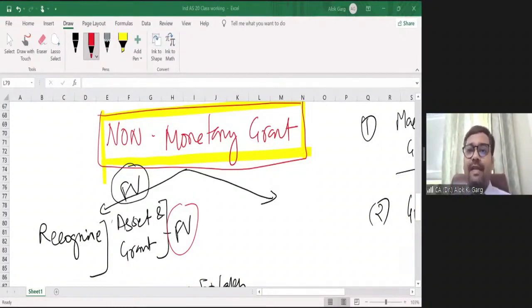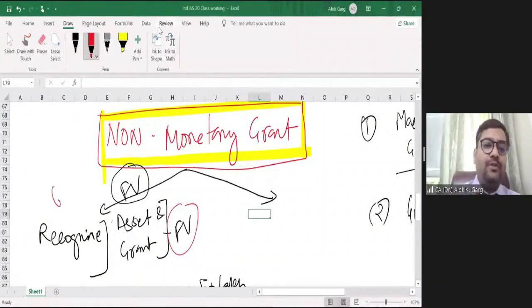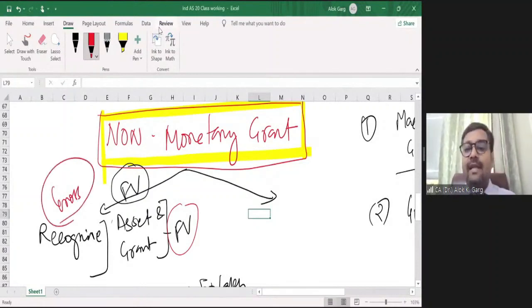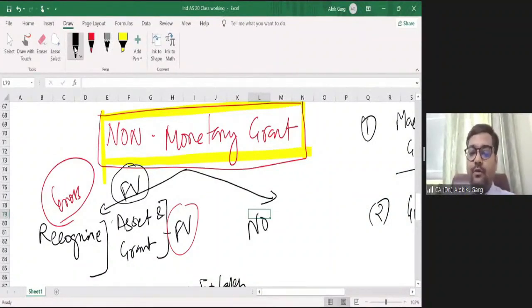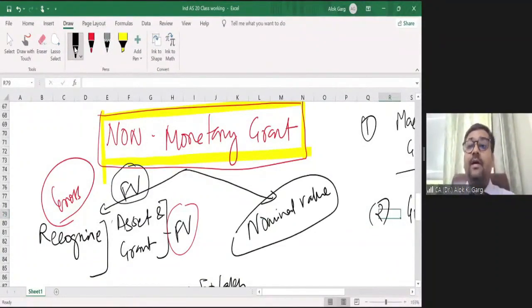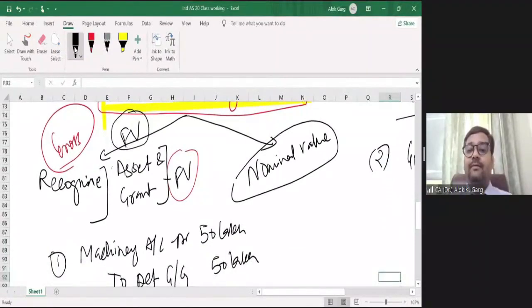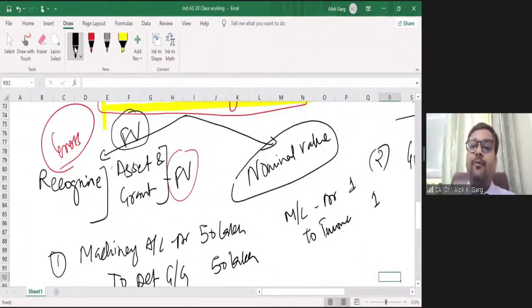So guys, the first one is the fair value approach, or we can also call it a gross approach. The second one is known as the nominal value approach. What is meant by nominal value? Sir, for taking this asset, this machinery, the entity has not incurred any cost. Then what will be the accounting entry? Machinery account debit to income, at 1 rupee.